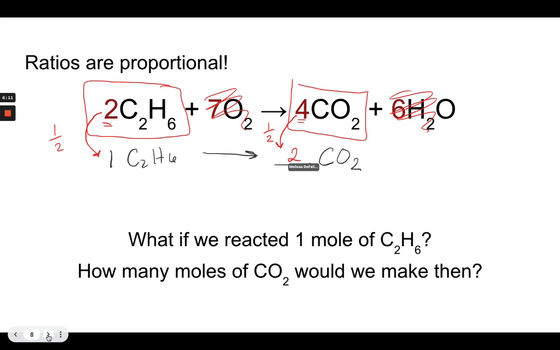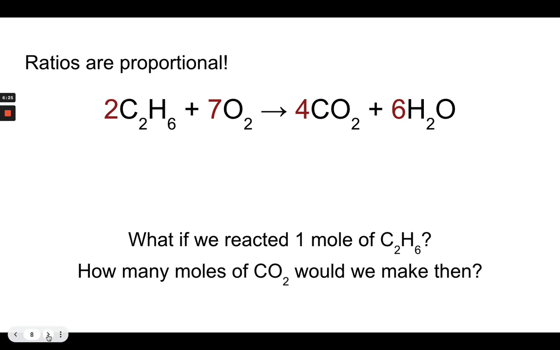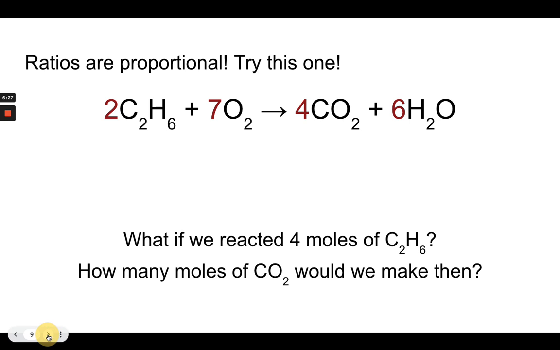So it's important to remember that these things are always working in a proportional manner, and you can very easily make a prediction about using different amounts of substances in the lab, which happens really often. We usually don't use exactly what the recipe calls for. So try this one on your own. If we reacted 4 moles of C2H6 instead of 2, how many moles of carbon dioxide would you expect to make?